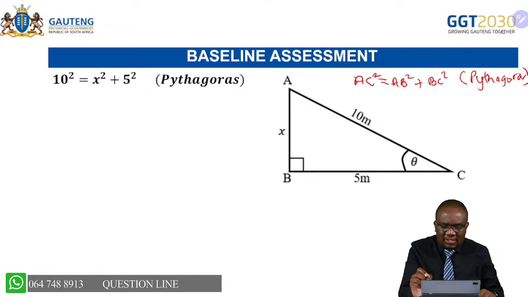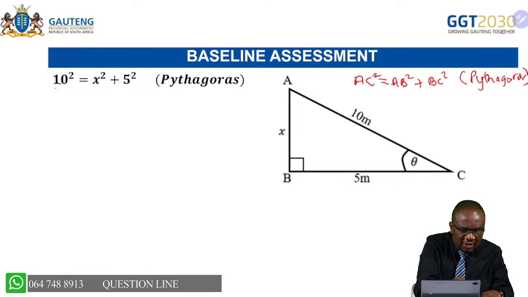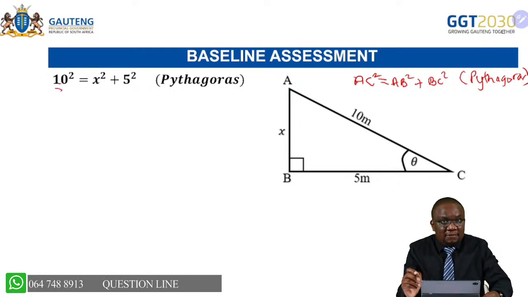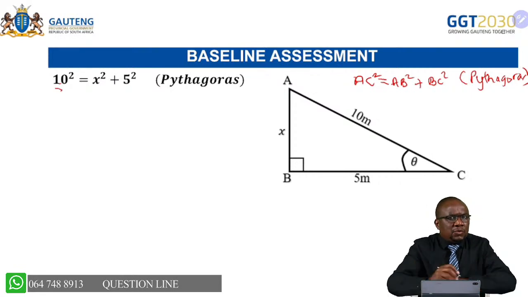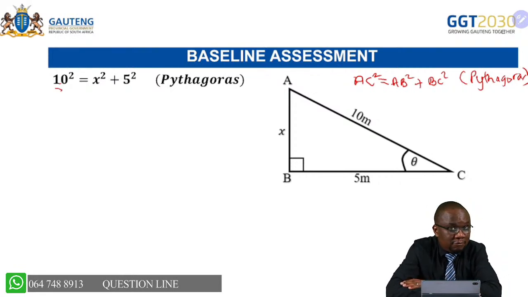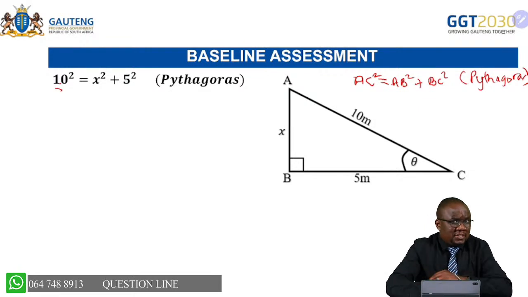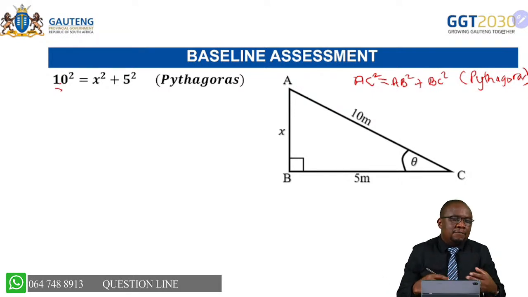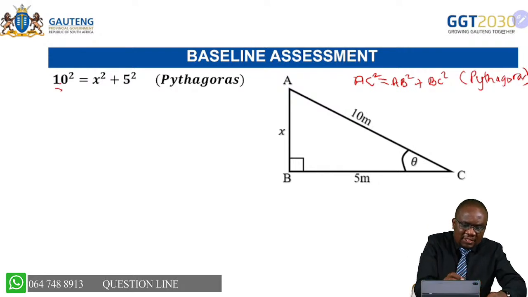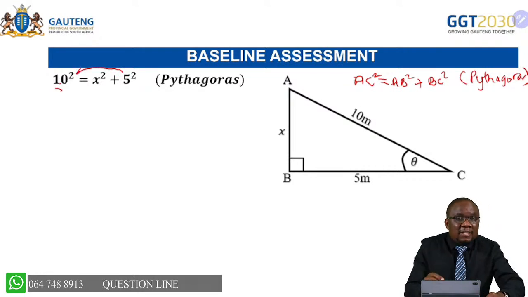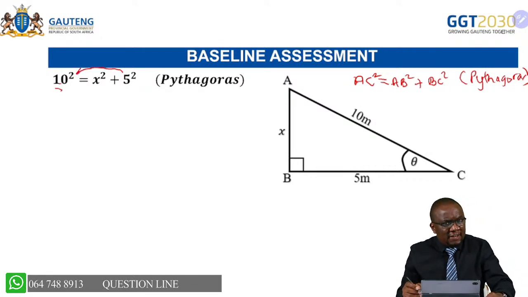So AC is 10, so that's why we have 10 squared here. And then AB is x, we leave it as x, and then BC is 5, so that's why we have 5 squared here. Then what do we do after that? We want to find x. We can transpose, isn't it? We're talking about transposing now. Okay, it's faster. Instead of saying subtract 5 squared both sides, you can do that, it's fine. But now in grade 10, you can transpose. We know that when you're transposing, bring the 5 squared this side, it's going to be 10 squared minus 5 squared. Okay, and then we can square root both sides.